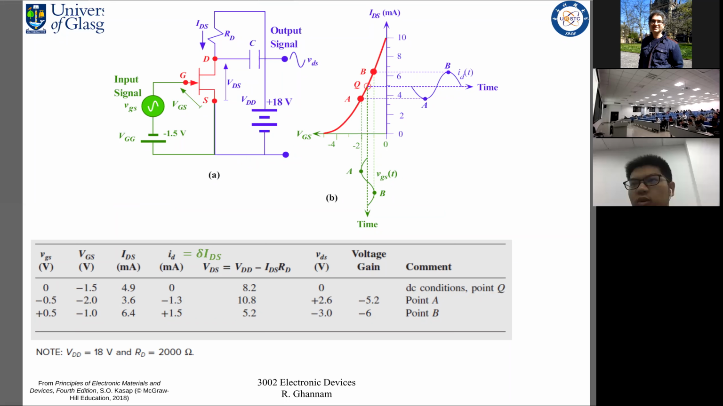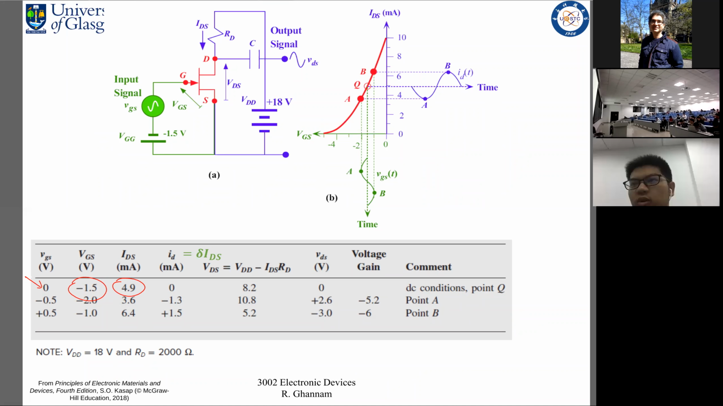So starting off with VGS equal to 0. When VGS is equal to 0, what is VGS? We know that VGS in this case is minus 1.5 volts. So what is IDS? Let us start doing some calculations. What is IDS in this case?